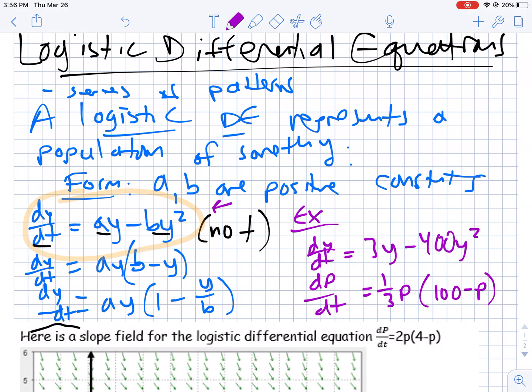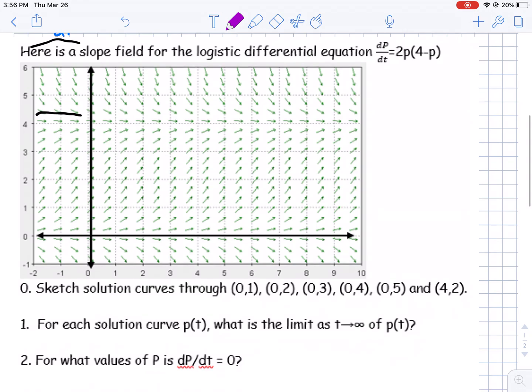So it's basically saying the rate of change is based on the population and then some amount of population that we don't have yet. Let me get an example here. Here's a slope field for this. The DE is dp/dt equals 2p times 4 minus p. I want to go ahead and draw some solution curves here. We only really care about the first quadrant. This is like a t, and this is like a p on the y-axis. The reason we only care about the first quadrant is we're not caring about negative time, and we're not too concerned about negative population. If we're talking about rabbits, it doesn't make any sense to have negative rabbits.